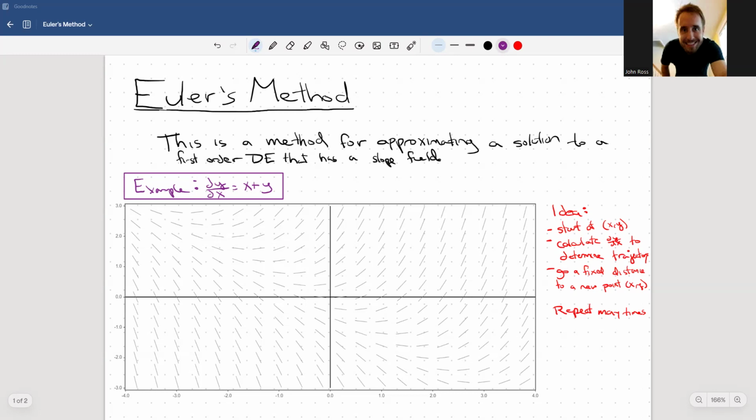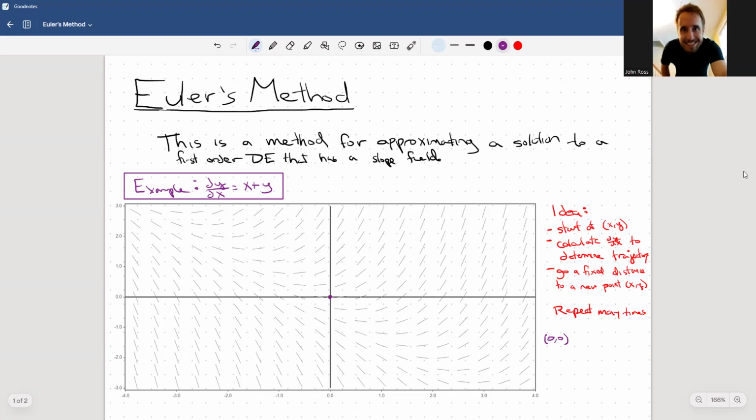So the idea is that we're going to start at a given starting point, x comma y. And in this example, we will start at 0, 0. So starting at the point 0, 0. At the given point we are at, we will calculate the dy/dx using the differential equation, and this determines our trajectory, our angle of direction.